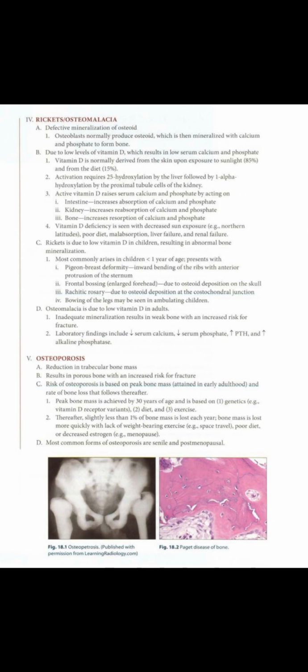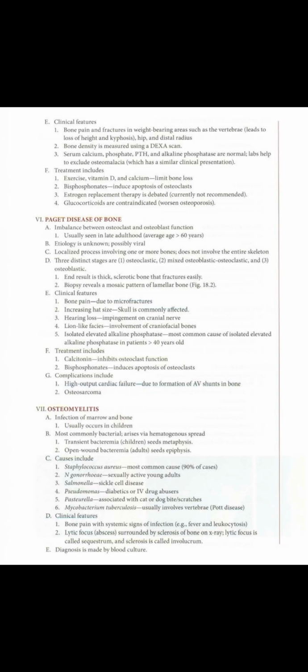Most common forms of osteoporosis are senile and postmenopausal. Clinical features: bone pain and fractures in weight-bearing areas such as the vertebrae, leading to loss of height and kyphosis, hip and distal radius. Bone density is measured using a DEXA scan. Serum calcium, phosphate, PTH, and alkaline phosphatase are normal. Labs help to exclude osteomalacia, which has a similar clinical presentation.